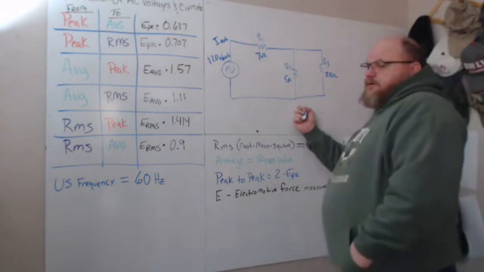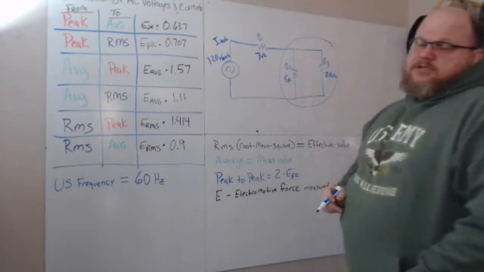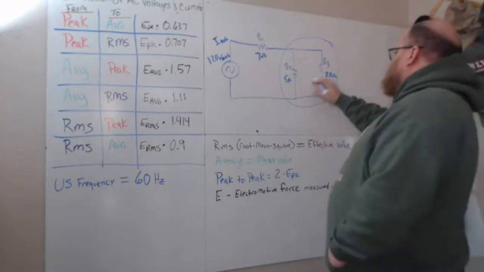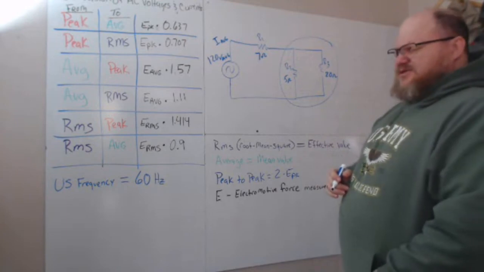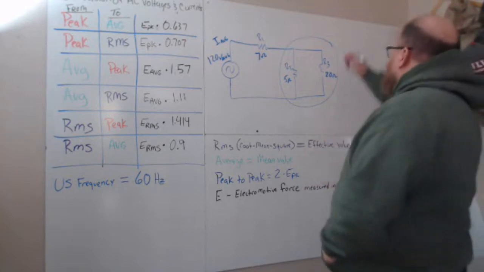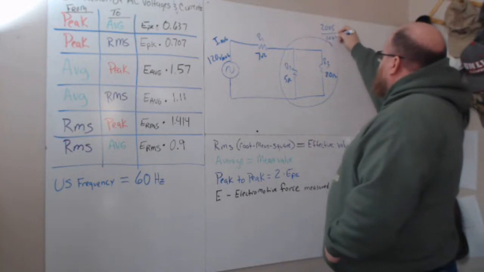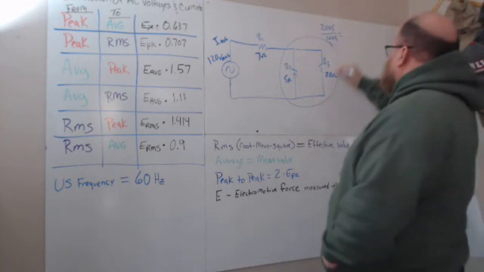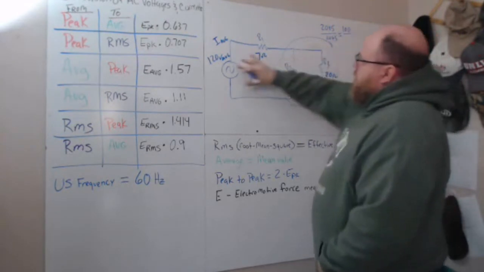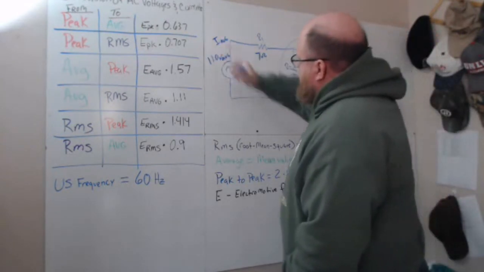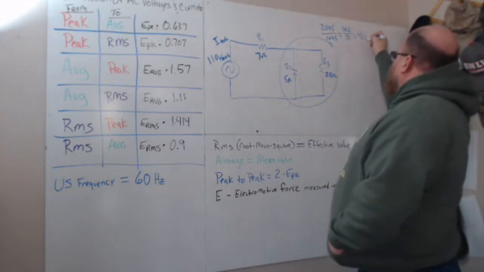So when I go to attack a problem like this, I'll take care of this branch first. It's a parallel branch. And since I'm going to use product over sum, which is what somebody told me, I just call it shortcut. So 20 times 5 over 20 plus 5 is 100 over, and we're going to change this to 110. I make this mistake constantly. All right, 25 is going to give us 4 ohms.